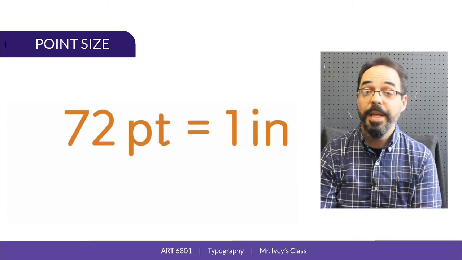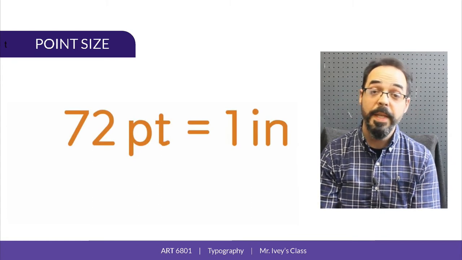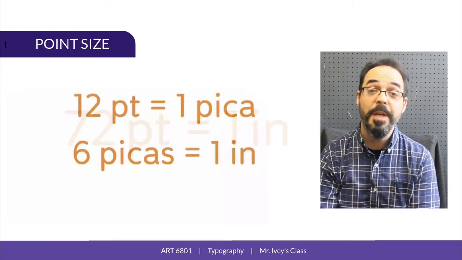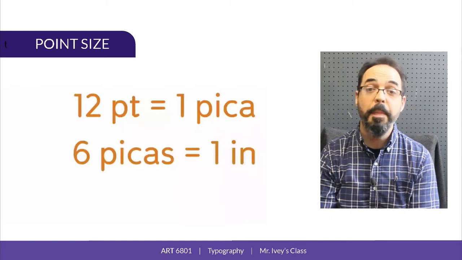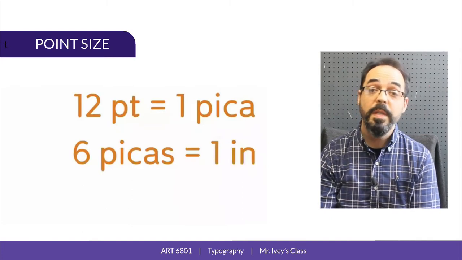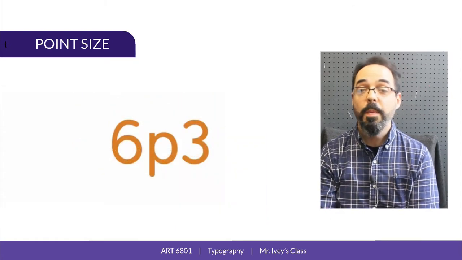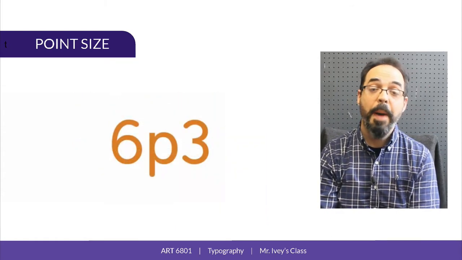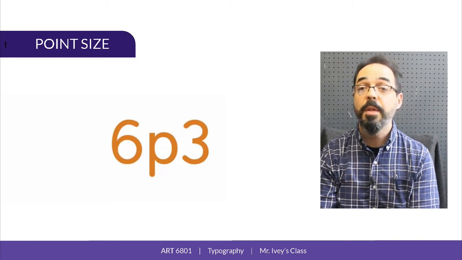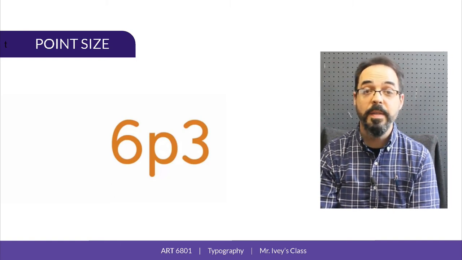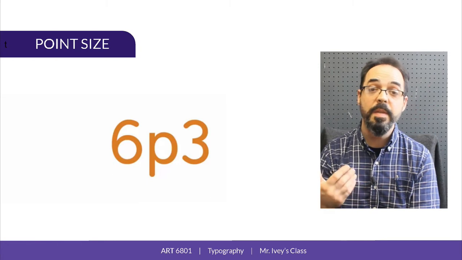Points have a direct relationship to inches. There's 72 points in a single inch, and there's 12 points that make up a pica. So there's 6 picas in 1 inch. Points are abbreviated to PT and picas to P. Another notation for 6 picas and 3 points is 6P3.